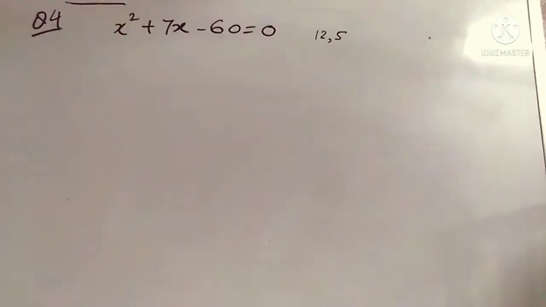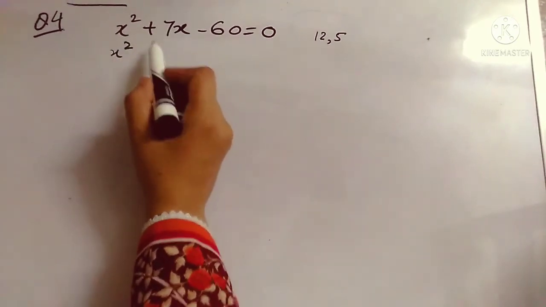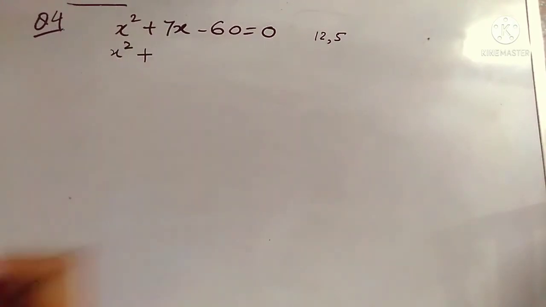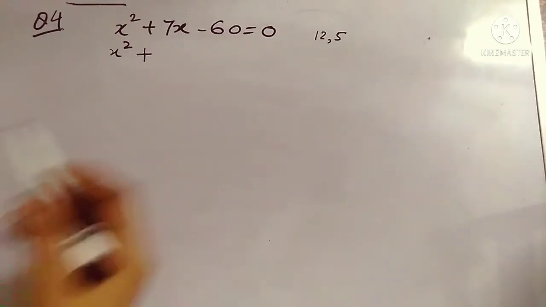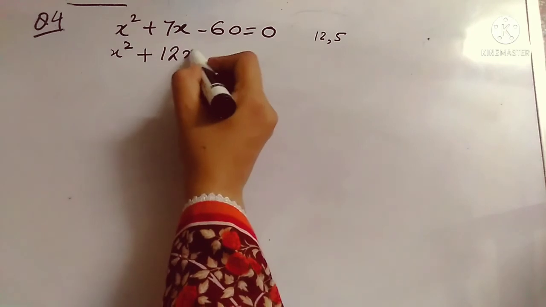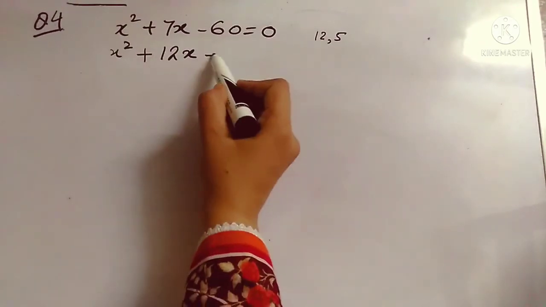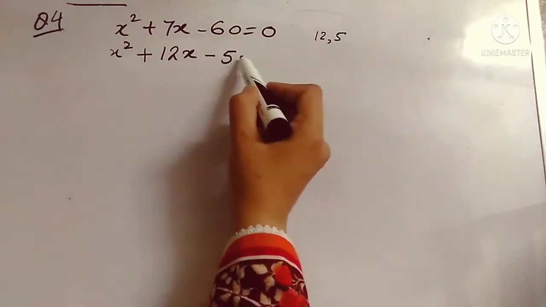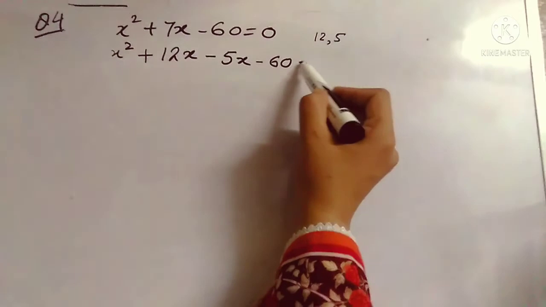Alright, so write down the first term as it is. Now follow the rule to write down the factors. First write down this sign over here. And whenever you write down the factors, first you have to write down the bigger factor. So first you will write down 12x. Now you have to choose the other sign. What should be the other sign so that you can get 7? The sign should be minus, because when you subtract 5 from 12, you will get 7. Now write down the last term as it is, which is 60.